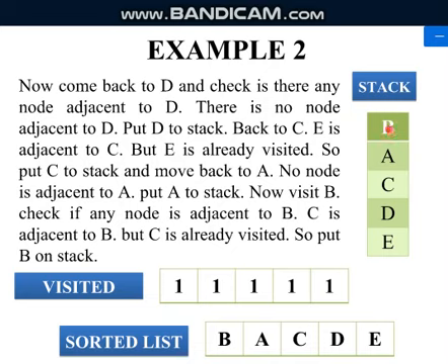Now we print that. How do we print that? From top to bottom. So from top to bottom, the first element you are going to print is B. So B, A, C, D, E. This is the order.